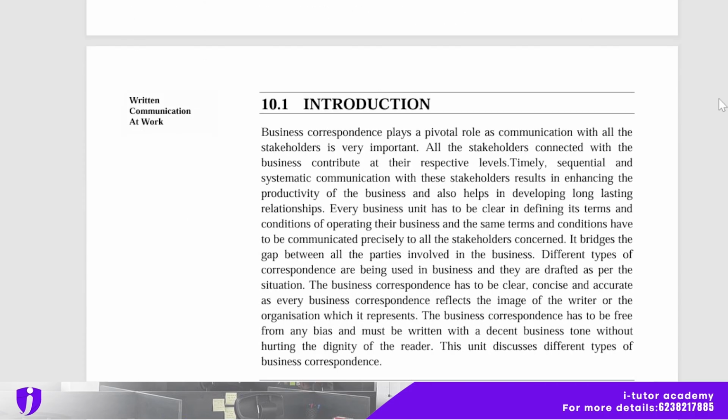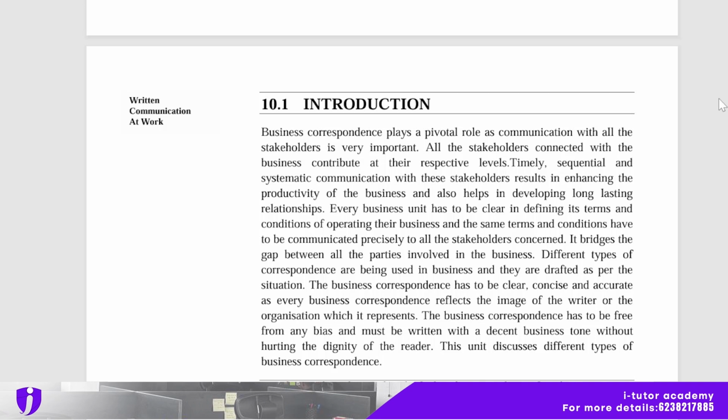Business correspondence plays a pivotal role, as communication with all the stakeholders is very important. All the stakeholders connected with the business contribute at their respective levels. Timely, sequential, and systematic communication with the stakeholders results in enhancing the productivity of the business and also helps in developing long lasting relationships. Every business unit has to be clear in defining its terms and conditions of operating its business, and the same terms and conditions have to be communicated precisely to all the stakeholders concerned. It bridges the gap between all the parties involved in the business.